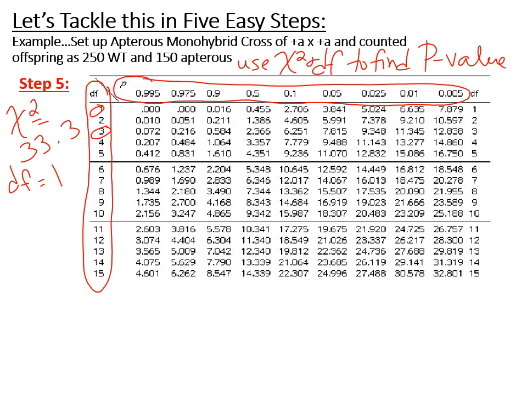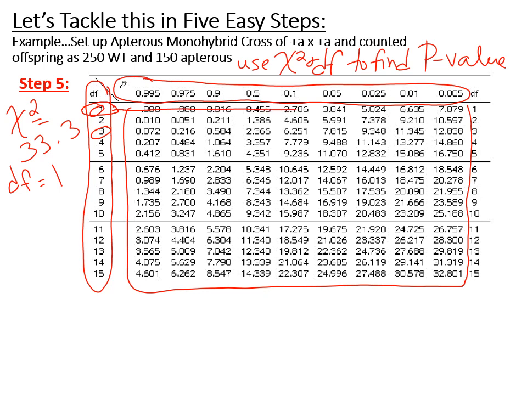So we see our df, we see our p-value, and then all of these numbers in the center are chi-squared values. When you want to use this table, the first thing you do is find your df, which we said is 1, so we're looking there, and then you scroll across until you make it to where 33.3 would be.